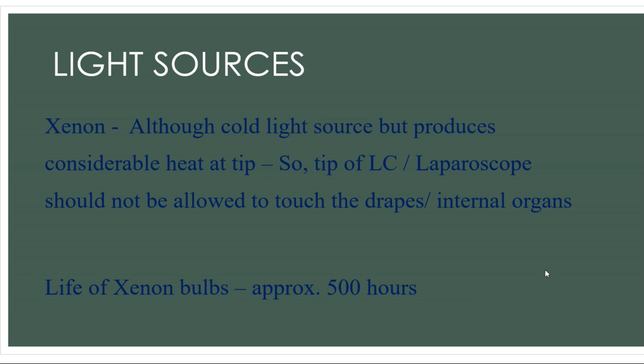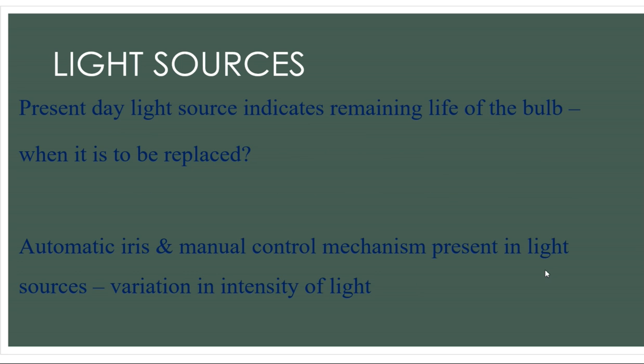Just to give you an idea, the life of xenon bulbs is approximately 500 hours of operating time. And nowadays, the light sources available give an indication while operating. They tell us the remaining life of the bulb being used, so that we can easily replace it beforehand.